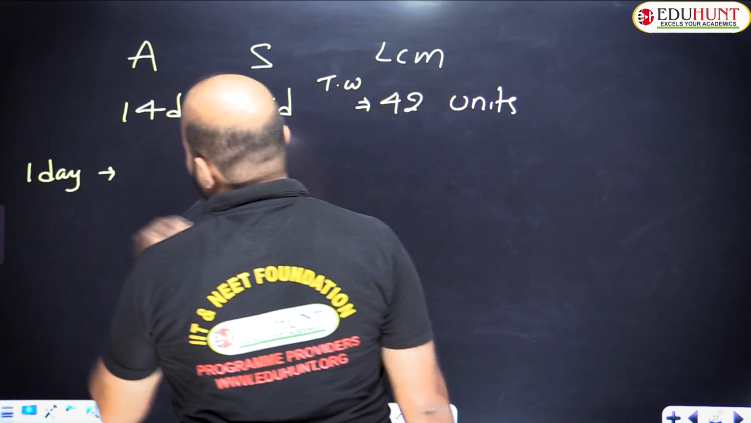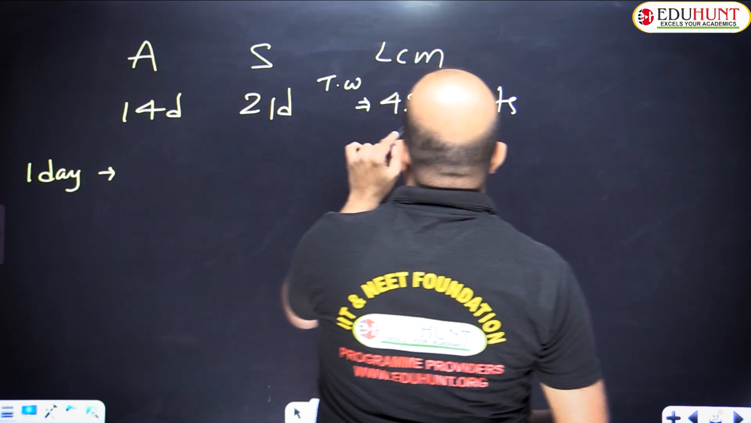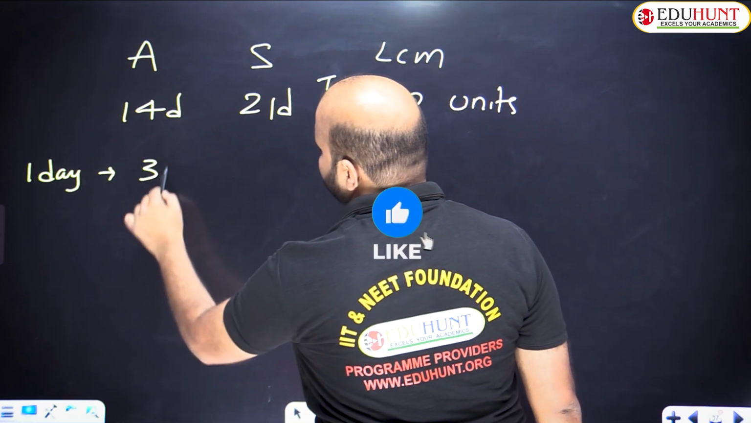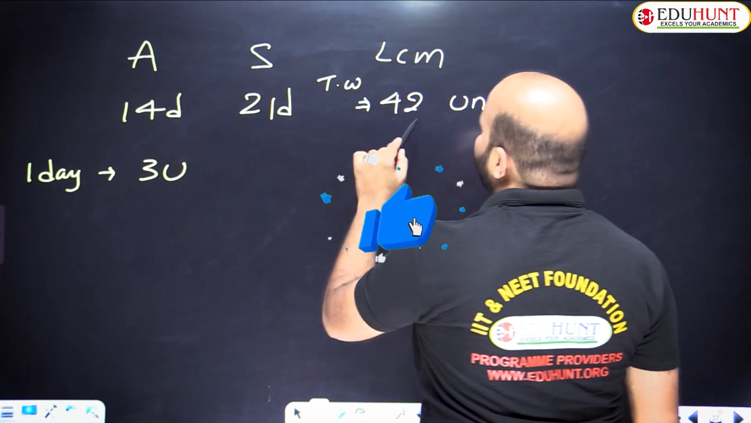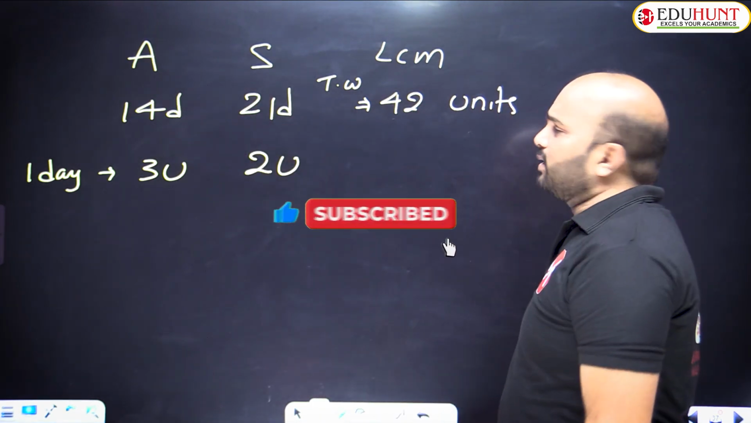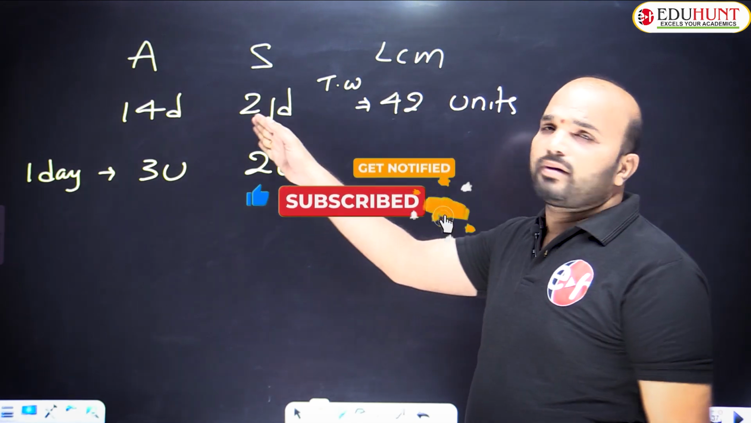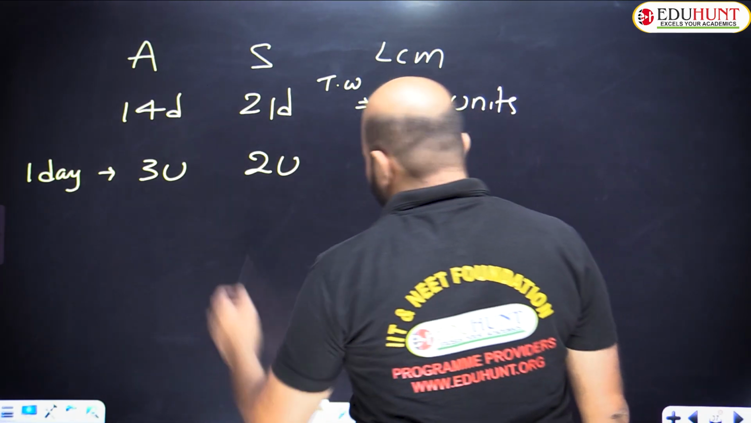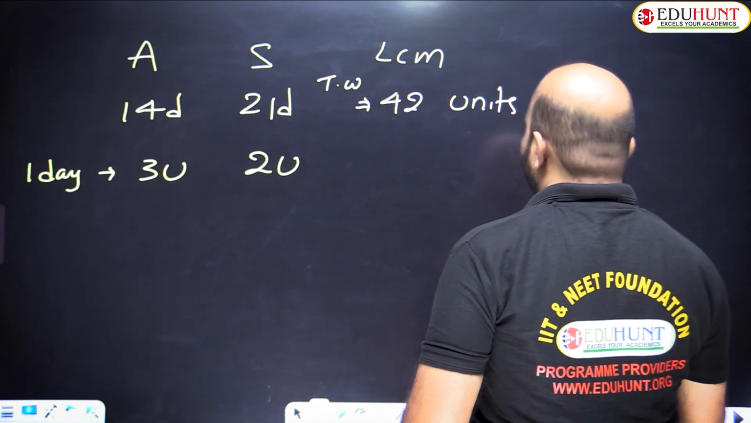So 1 day's work: Aman completes 42 units of work in 14 days. In 1 day how many units are completed? 3 units. And Sunita completes 2 units, because Sunita's efficiency is 42 units of work alone in 21 days, so in 1 day 2 units. Am I clear? Clearly we need to understand what is given in the question.